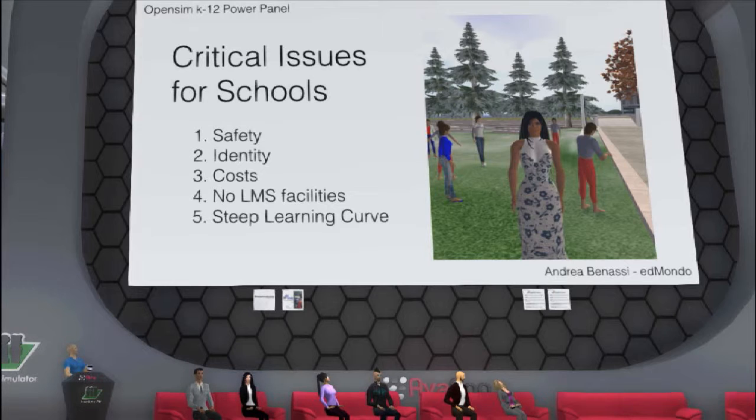What are the critical issues for schools? We recognize five issues, and the first is safety. Schools have to be sure that students are in a safe environment. And the second is identity. In a learning management system it is very important to know who the users are. The third is costs. Second Life has a cost for a virtual space, hidden costs, and objects that students could want to buy. And the fourth is LMS facilities.